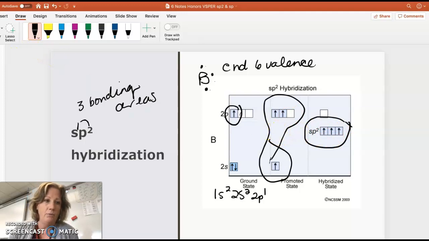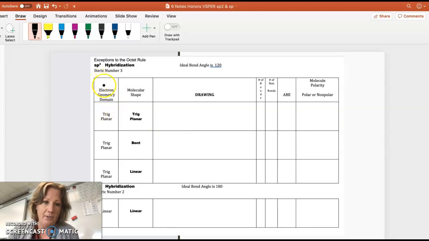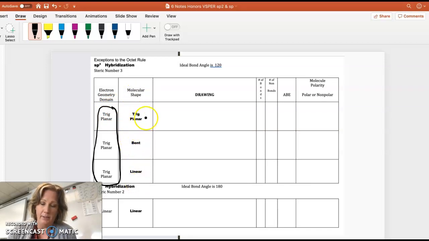We're going to go to your note sheet, and for sp2 hybridization, the geometry name is called trigonal planar or trig planar, but that's because the total number of bonding areas is 3. But there's 3 different shapes within this. So let me show you.